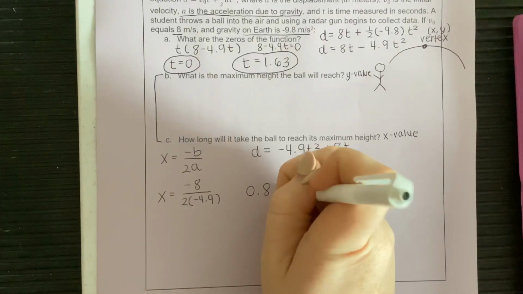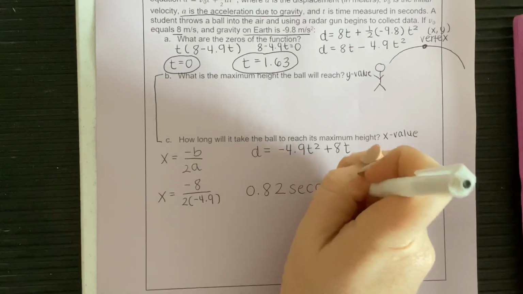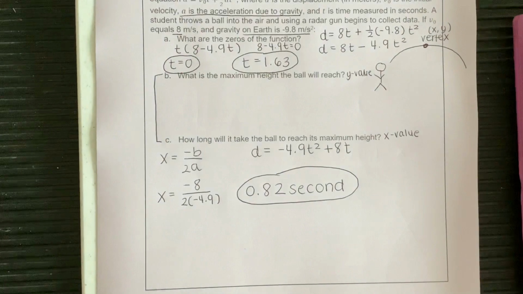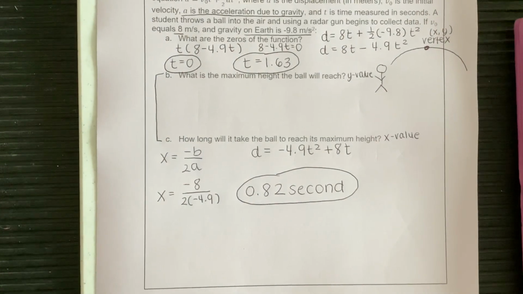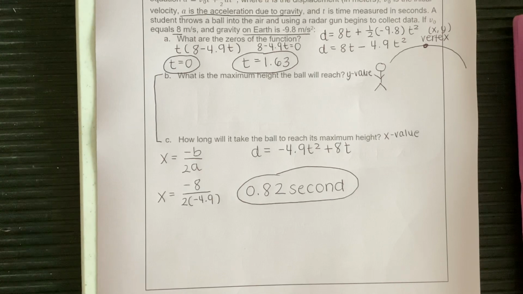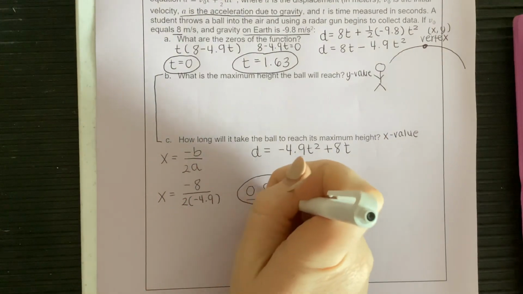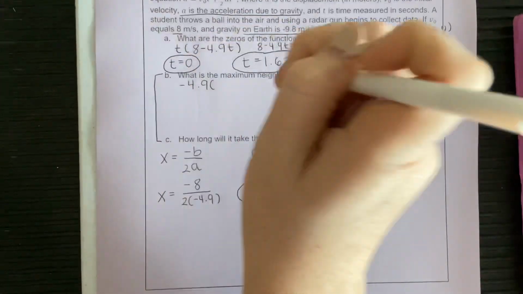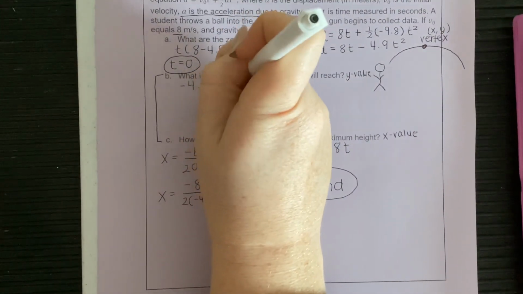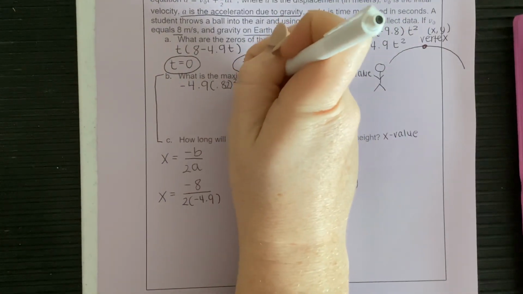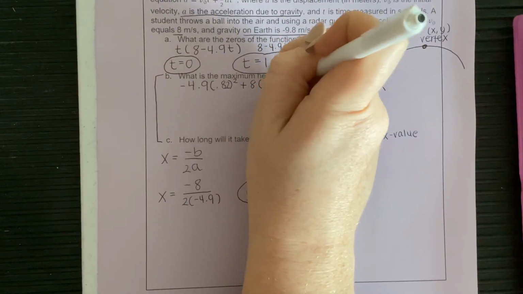This is in terms of seconds because this is time, so it's getting there really quickly. And then what's the maximum height that it's going to reach? That's taking this x value that we just got and plugging it into our equation. So negative 4.9 times 0.82 squared plus 8 times 0.82.